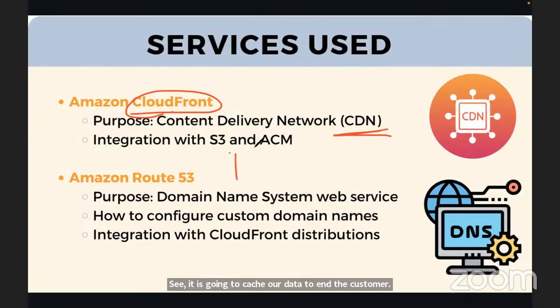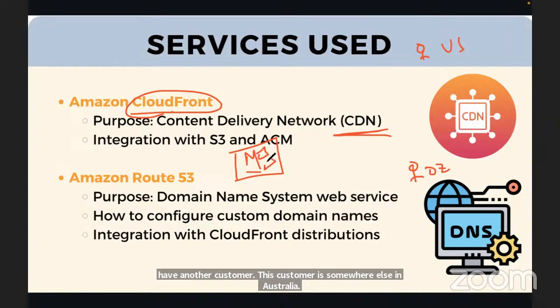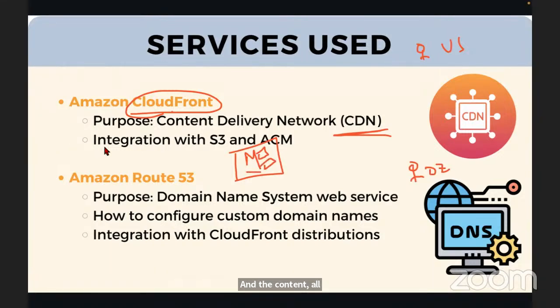For example, this is our S3 bucket, and the S3 bucket is in the Mumbai region. I have a customer here in the USA, Northern Virginia region. I have another customer somewhere else in Australia. All the website content is in Mumbai. So now, whenever these customers are accessing this website, obviously, when the geographic distance increases, latency also increases.